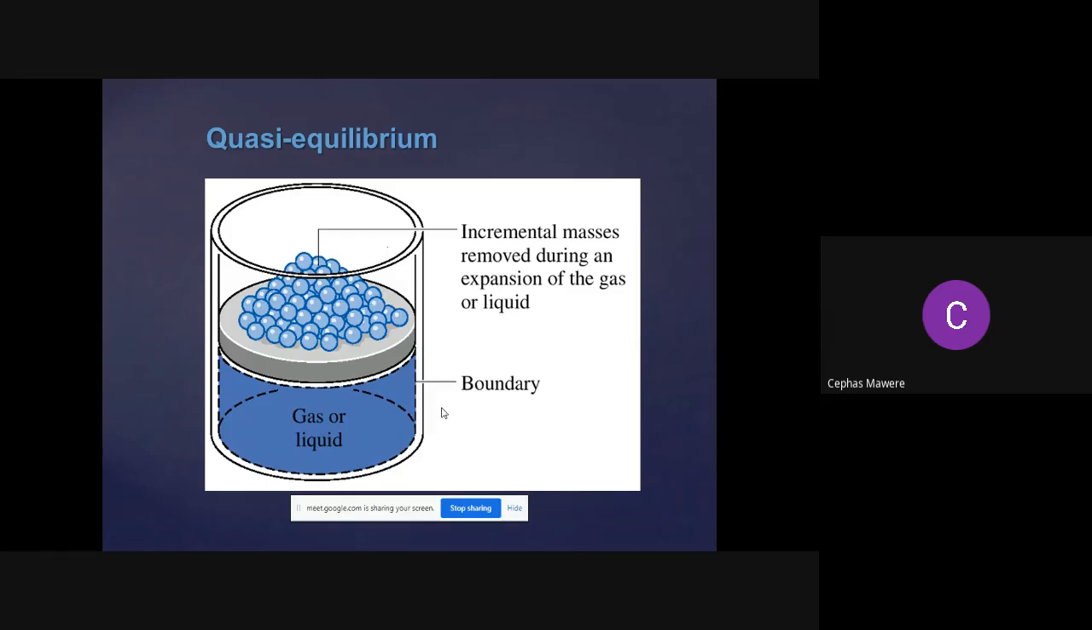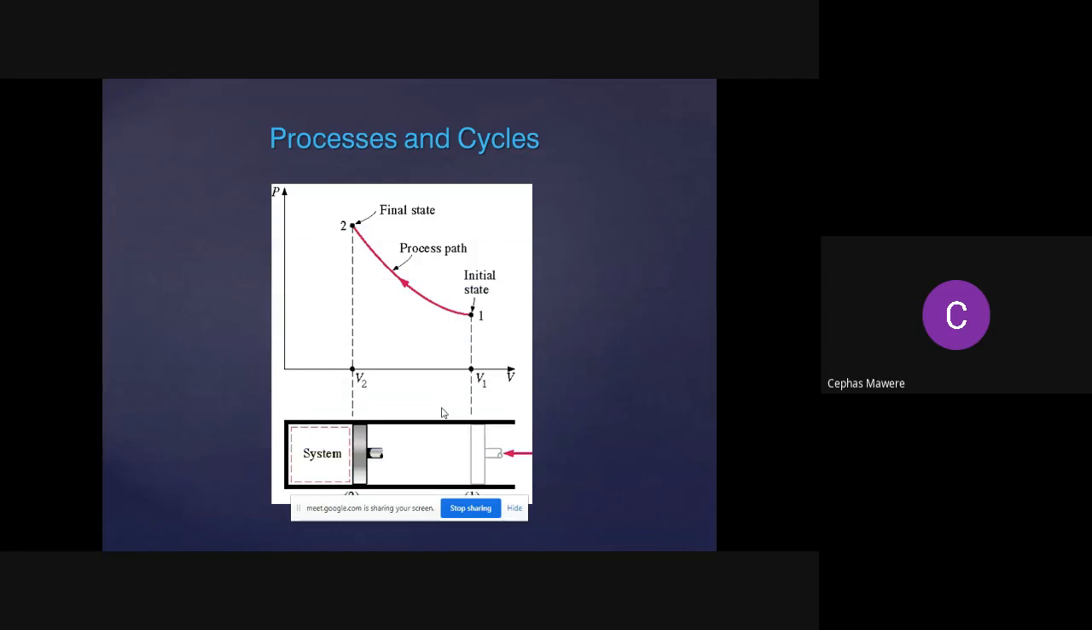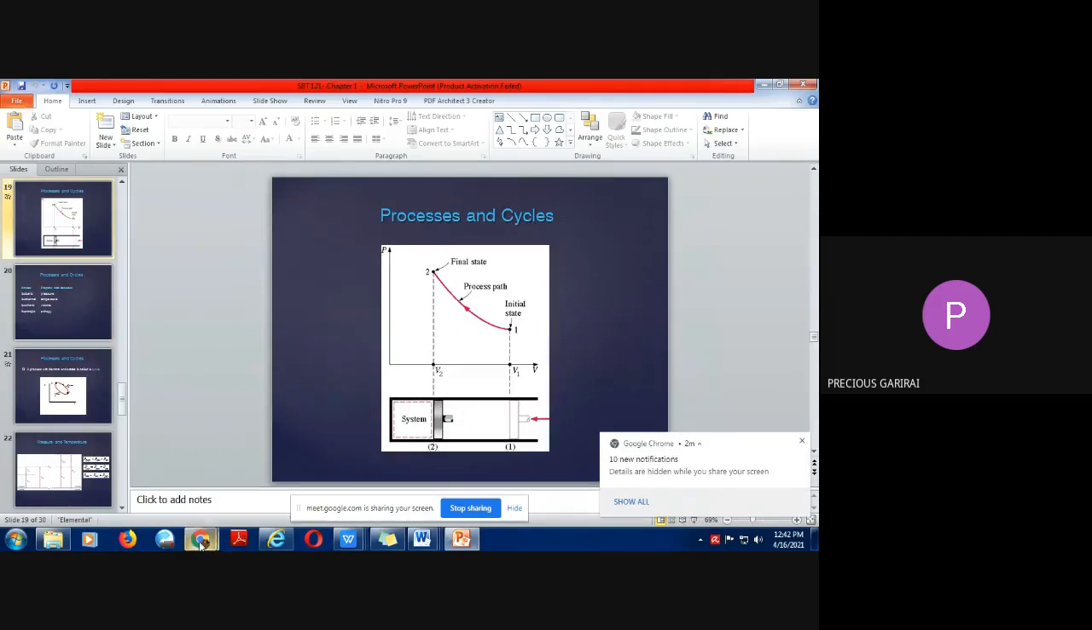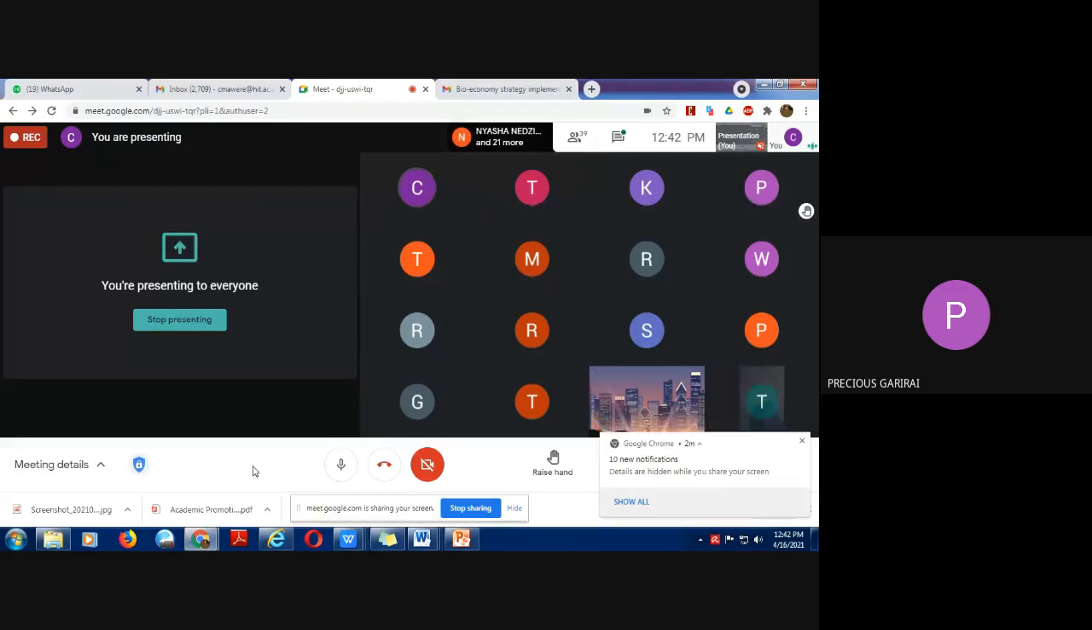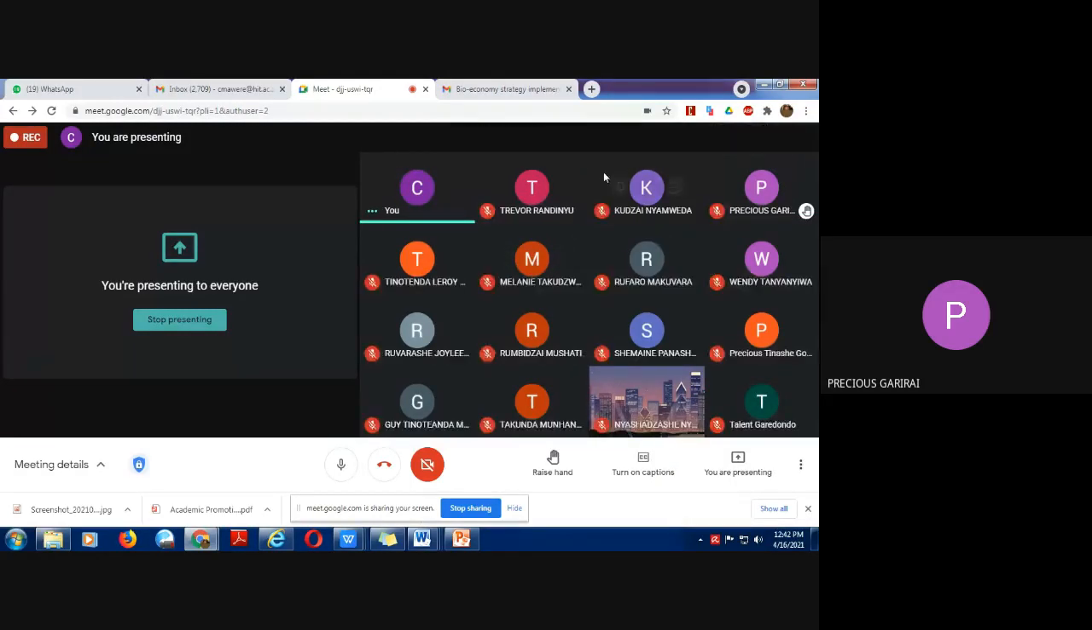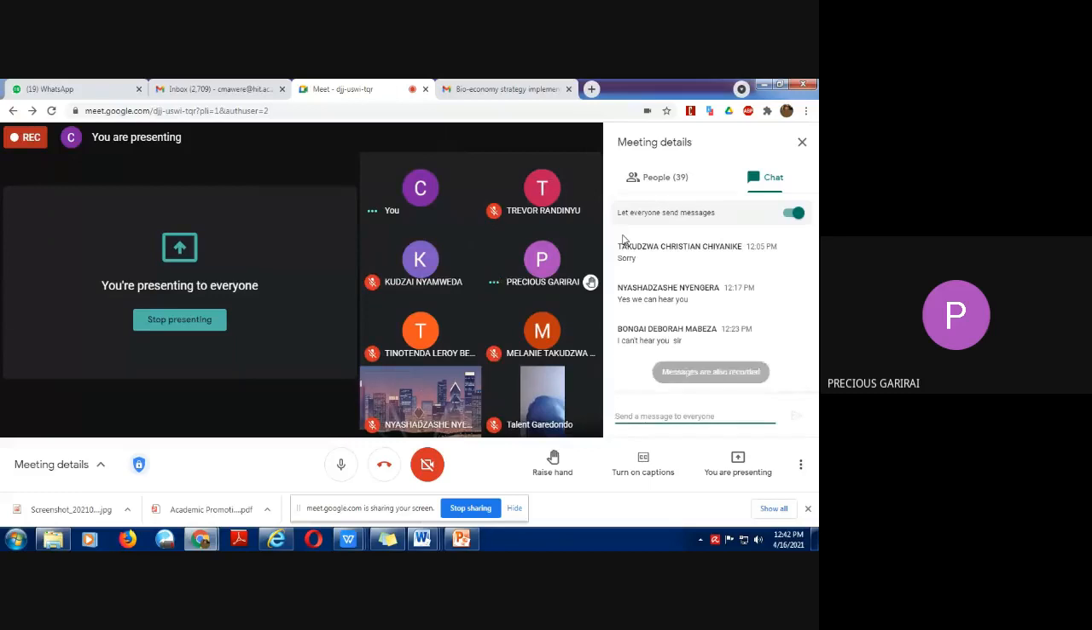Okay, if I may proceed. Can we please have further clarification on that quasi-equilibrium? Okay. Can you please come again? I said, can we please have further clarification on that quasi-equilibrium? Okay, further clarification.